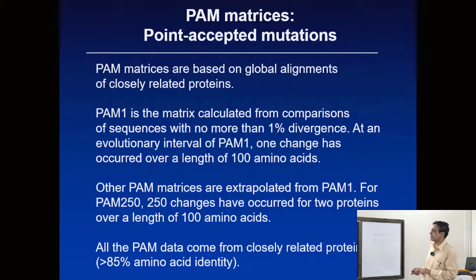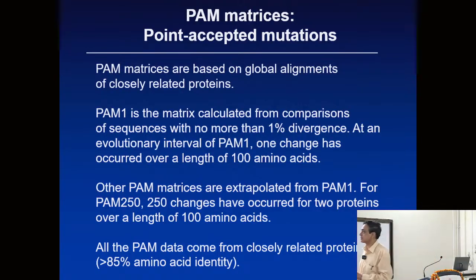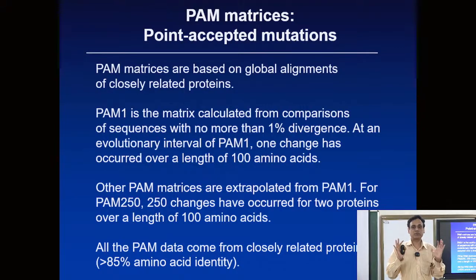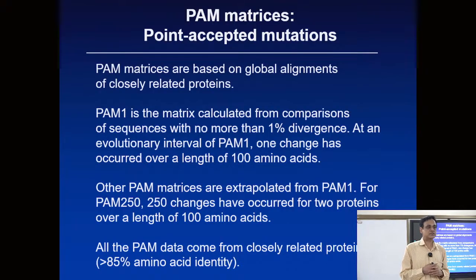PAM matrices were derived from closely related proteins, because at that time there were a limited number of proteins. The proteins considered were closely related, greater than 85% similar to each other. So identity was more than 85%, and if you have such high similarity, it is easy to align them, because they just appear so similar. By that time, I think methods were already developed.